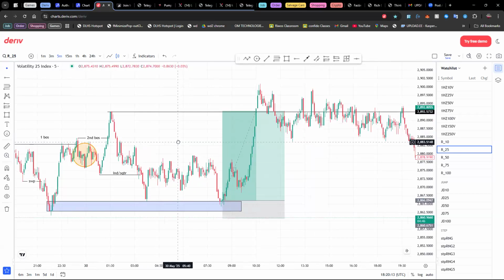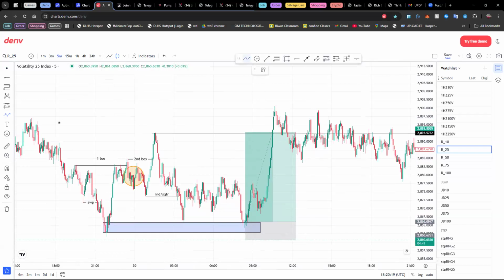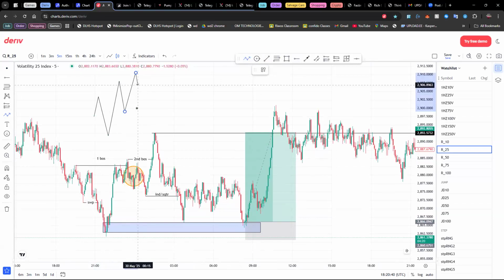I hope it's clear to everybody. Let me draw out the model again. So this is how it is. Then wait for price to come down to your demand zone and get filled.